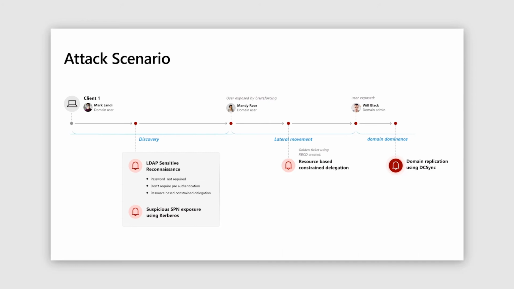Will Blank is a domain admin and has a high level of privileges. From now, with the domain admin access, this is pretty much game over. The attacker can use DCSync to get hashes for every account in the domain and get domain dominance. And now, let's see this in action.